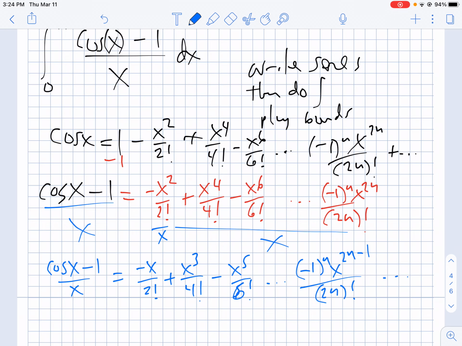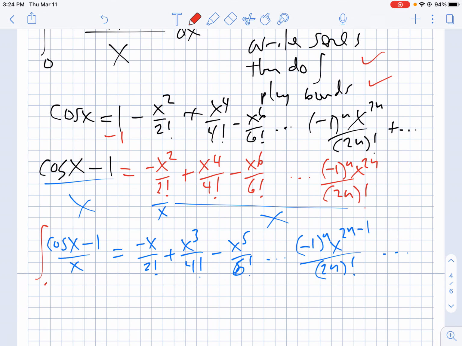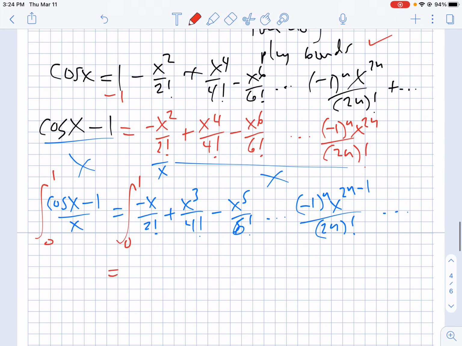Okay, so now I'm going to integrate, and then my last step will be to plug in the bounds. So I'm going to integrate the whole thing, and then I'll plug in 0 to 1. When I integrate these terms, again, the negative 1 over 2 factorial is a constant. So it's negative 1 over 2 factorial times x squared over 2. Plus 1 over 4 factorial times x to the 4 over 4. And then minus 1 over 6 factorial times x to the 6 over 6. You can combine those into 1, of course, if you want.